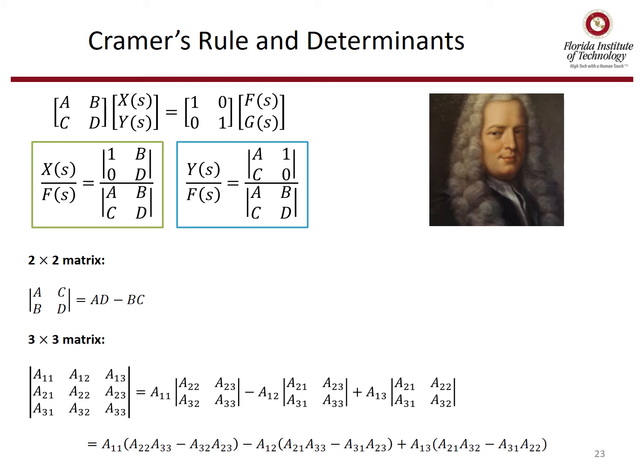In the middle of the chart is just a reminder of how you get a 2 by 2 determinant. The determinant of [a b; c d] equals ad minus bc. For 3 by 3 determinants, it's a little more complex. Again, consult a math book or go to the internet to refresh yourself on determinants.